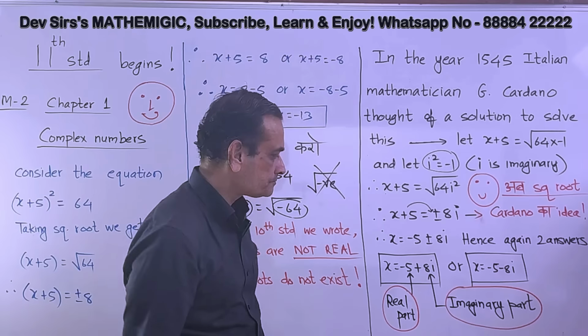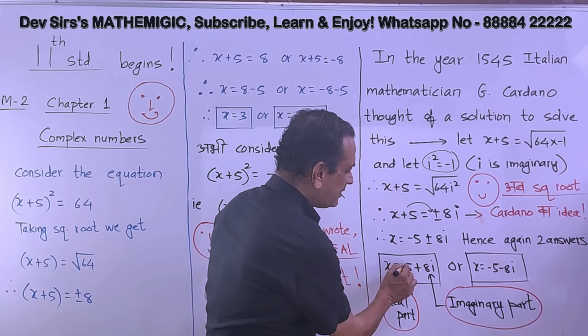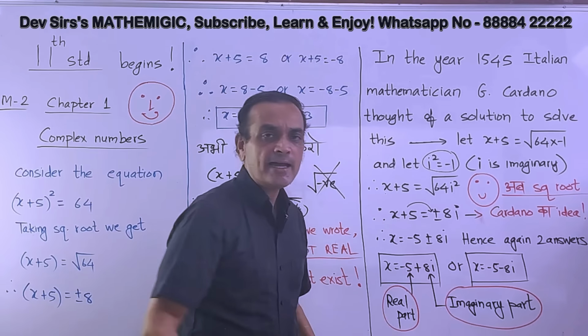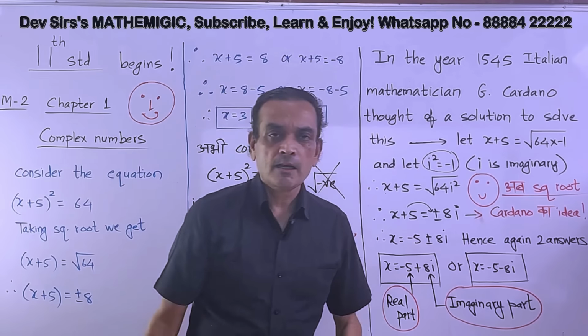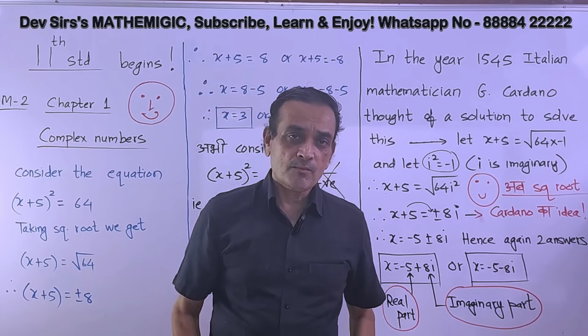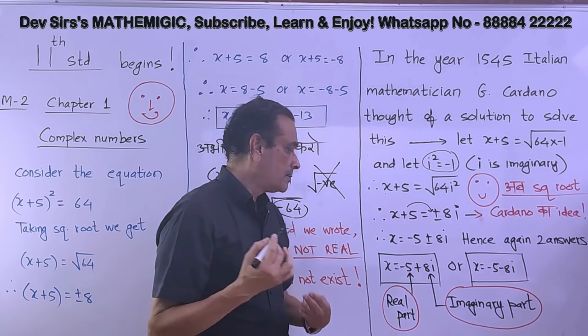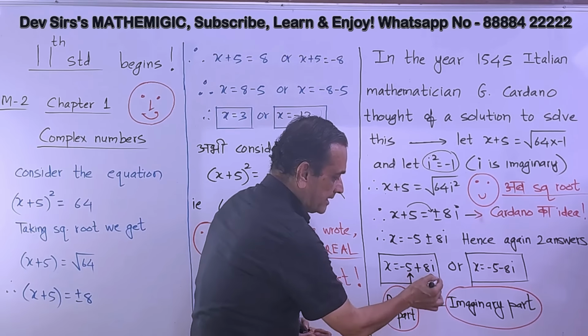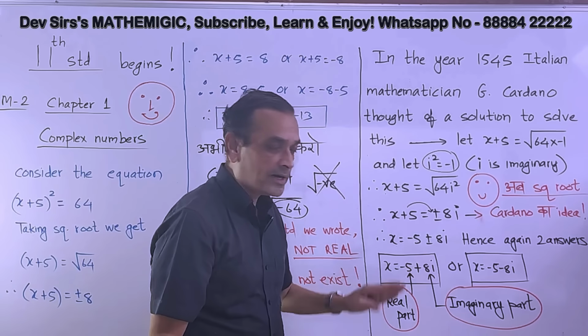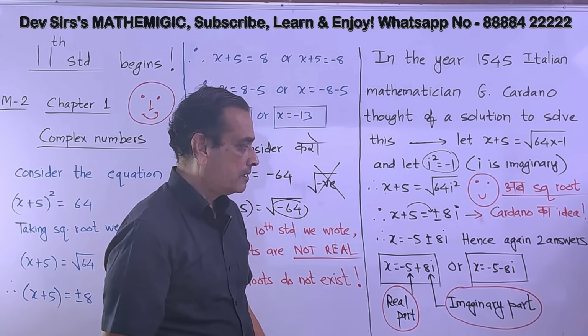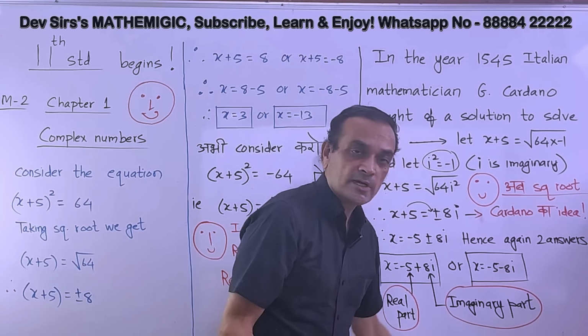वापस स्प्लिट अप करो. x इज इक्वल टू -5 प्लस 8i और x इज इक्वल टू -5 माइनस 8i. ऐसे दो आंसर्स आ गए. बट द डिफरेंस वाज, ये आंसर में देयर इज वन इमेजिनरी पार्ट, देयर इज वन रियल पार्ट. रियल पार्ट यानी रियल नंबर, रियल पार्ट, इमेजिनरी पार्ट.